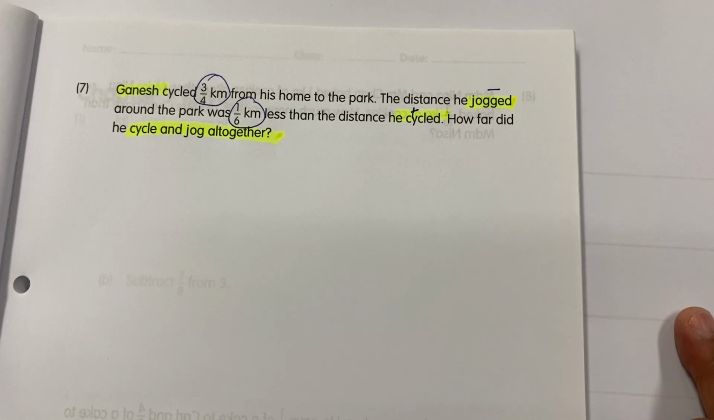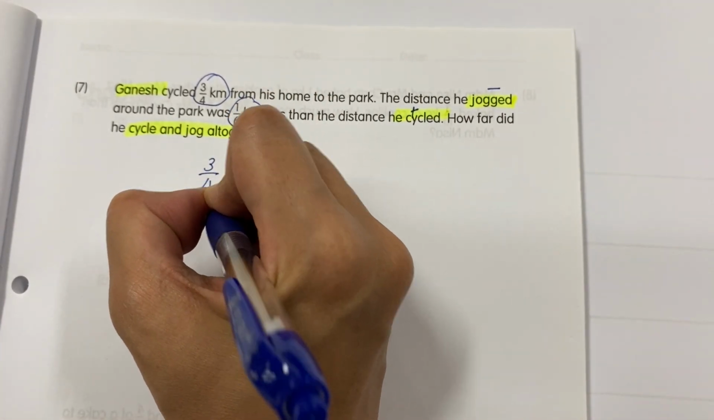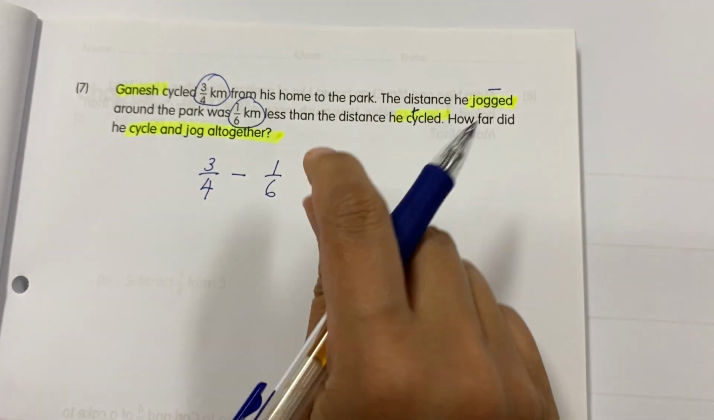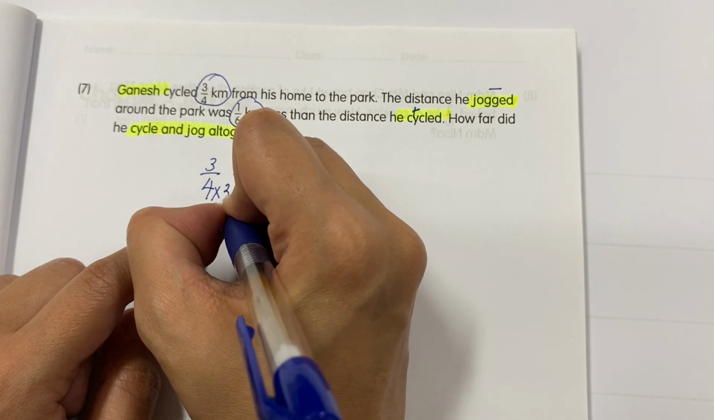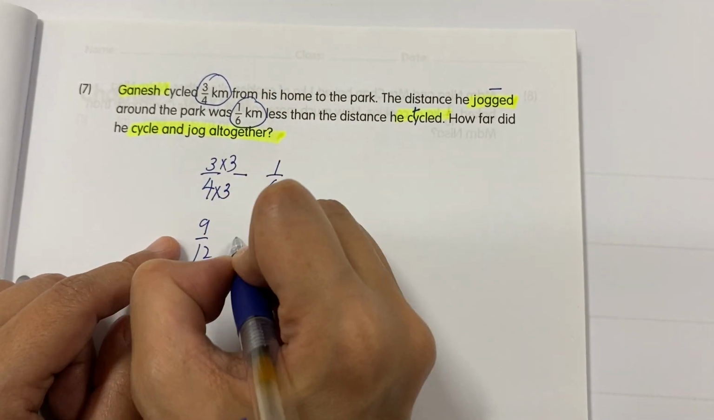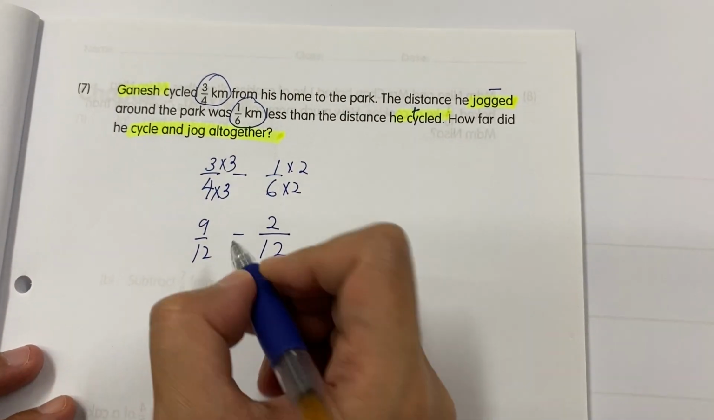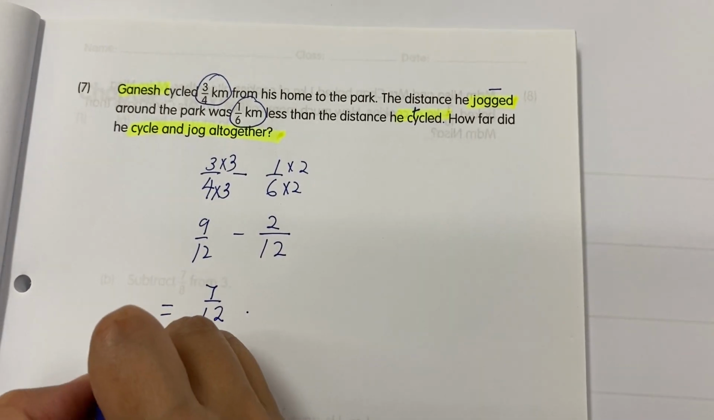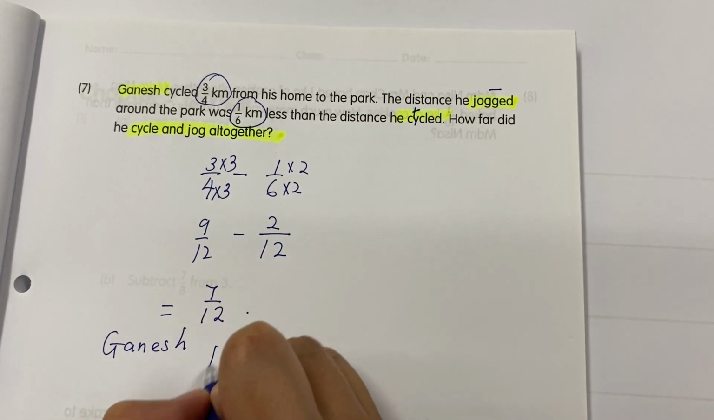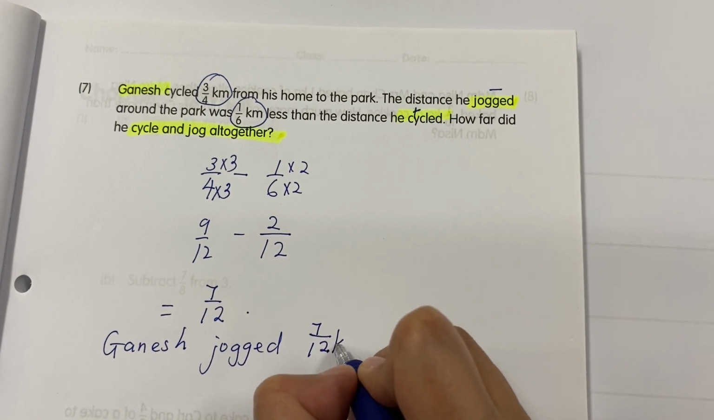So first of all, you need to find out, okay, what is the distance he jogged. Okay, so you're supposed to take 3 out of 4, take away your 1/6, make the denominator common. I would change this to 12. Okay, so my answer will be 7 out of 12. Okay, so Ganesh jogged 7 out of 12 kilometer.